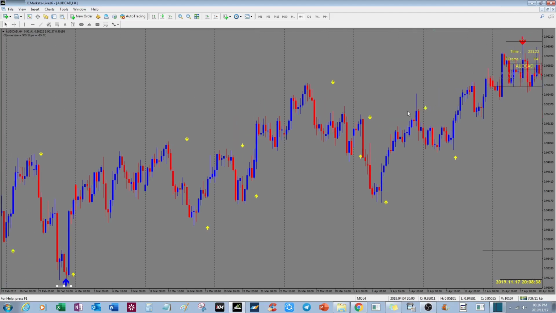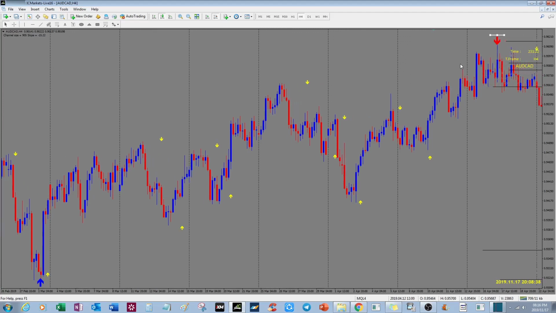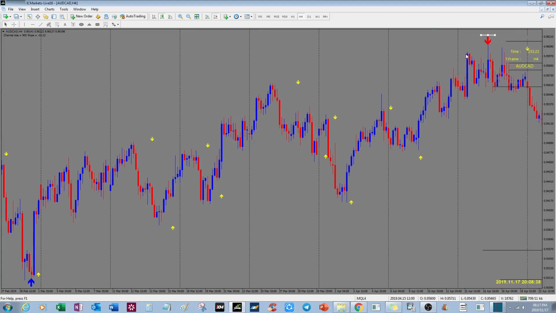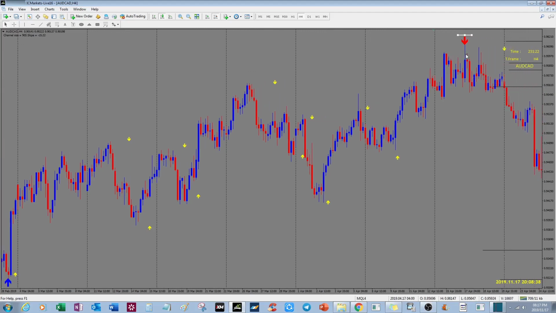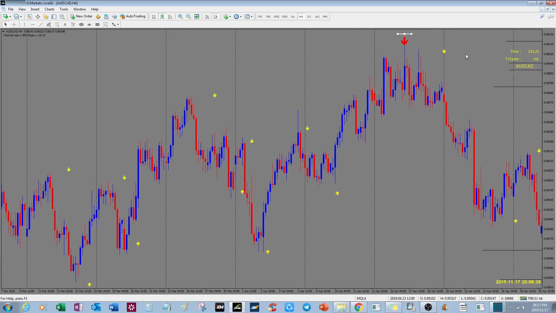Just to show you guys one more time, let's go there. We got the big arrow here. Let's move it forward. We would have gotten in here most probably. Stop loss would have been 66 pips. So let's move forward. Not getting any big arrow yet.